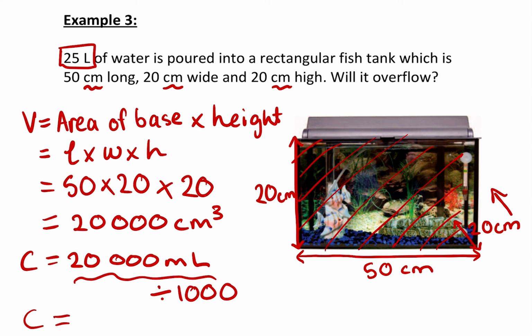our capacity in litres is going to be 20 litres. So our fish tank can only hold 20 litres of water. If they pour 25 litres of water into the fish tank, will it overflow? Yes, it will, because they're pouring more water into the tank than it can hold. So the answer is yes, the fish tank will overflow.